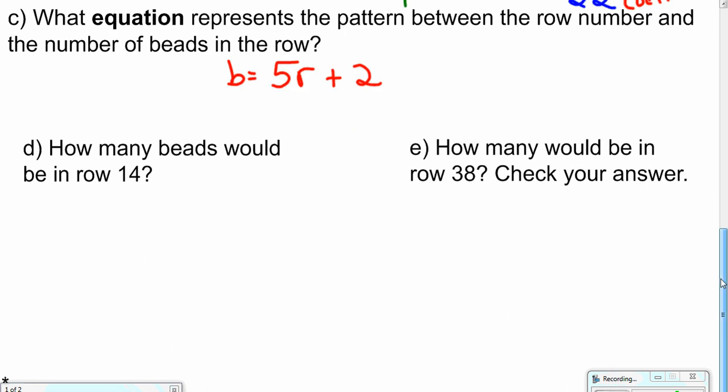So then how many beads would be in row 14? And how many would be in row 38? I'm going to ask you to do those two on your own. They're very similar to lesson 1, and I think that you can do those by yourself.